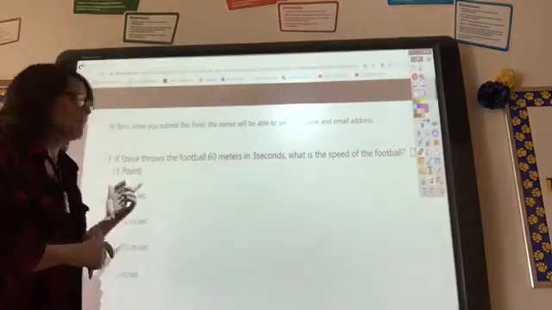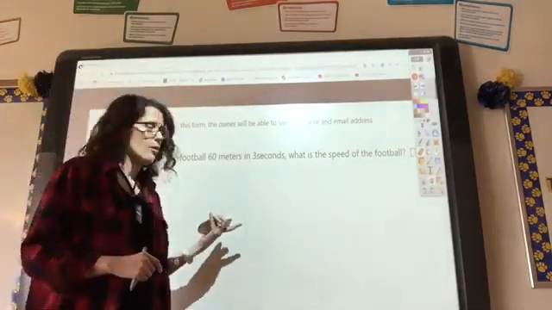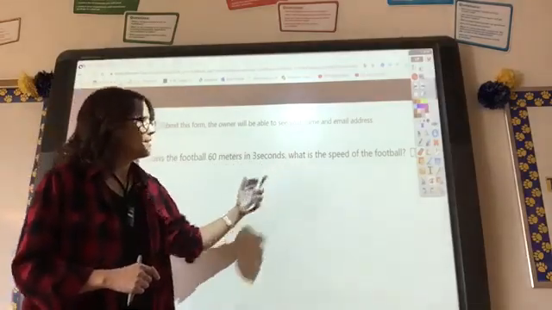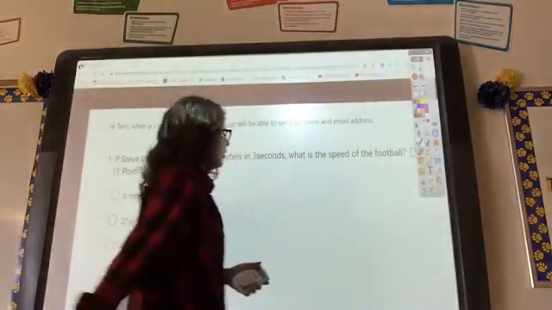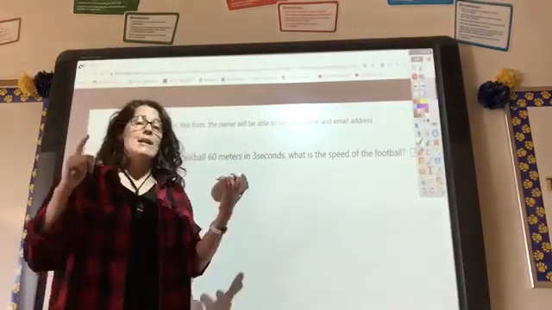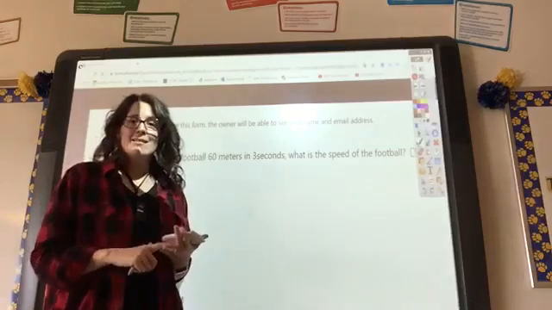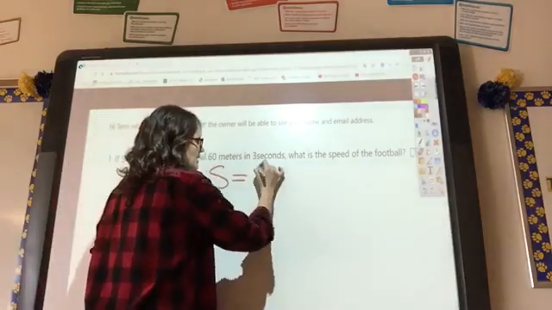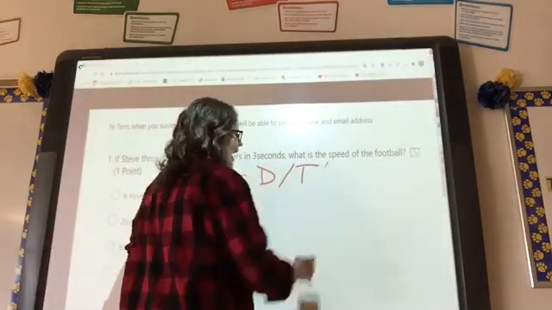Number 1 says, if Steve throws a football 60 meters in 3 seconds, what is the speed of the football? So, if you remember, our speed formula is speed equals distance divided by time. So we're going to write that right here. Speed equals distance divided by time, okay?